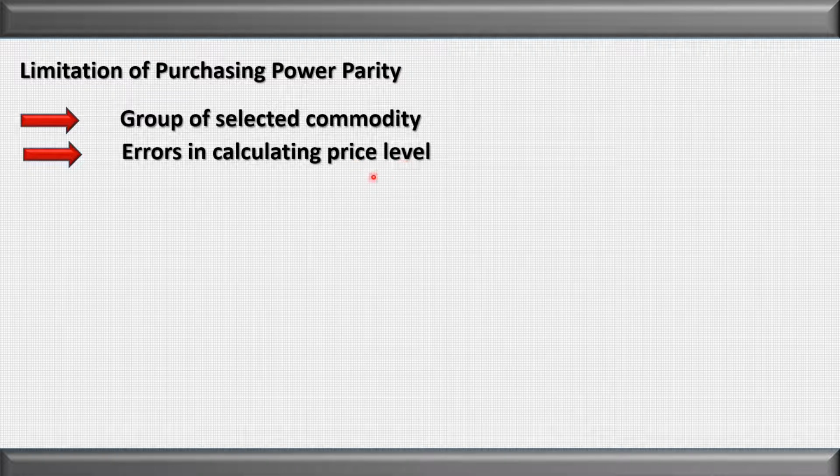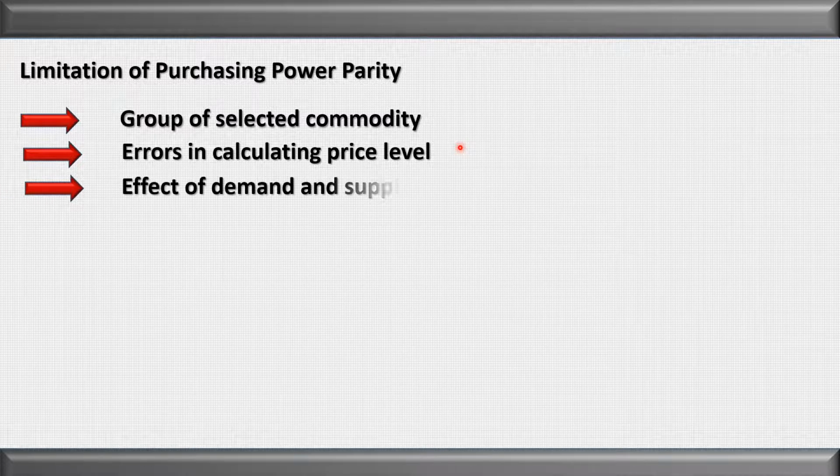Now let us see the second limitation, that is errors in calculating price level. Listen, for calculating price level, we use the index number method. And it is very difficult to select the base year to implement the index method. So there is always a problem in calculating the price level, because price level cannot be calculated without the correct indexing. And there is always a problem in determining the base year.